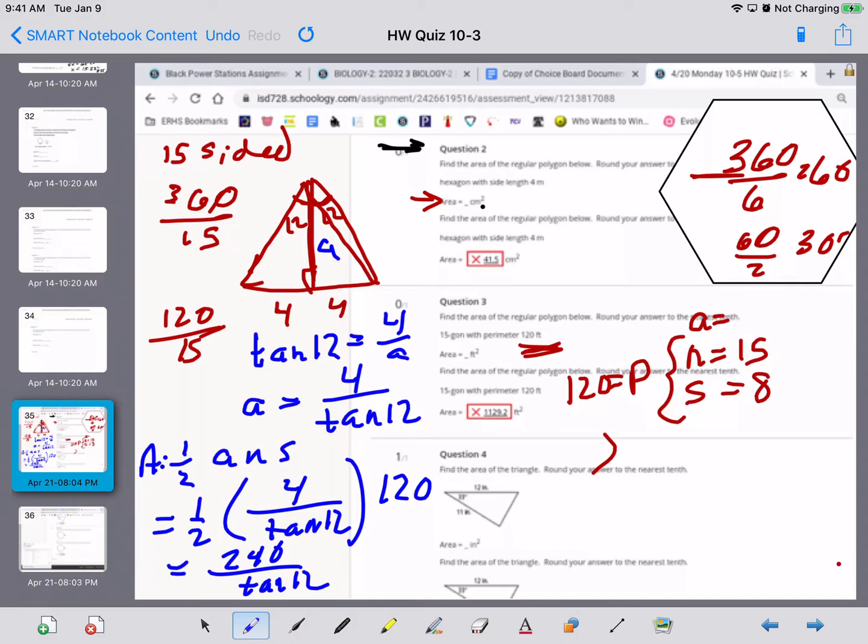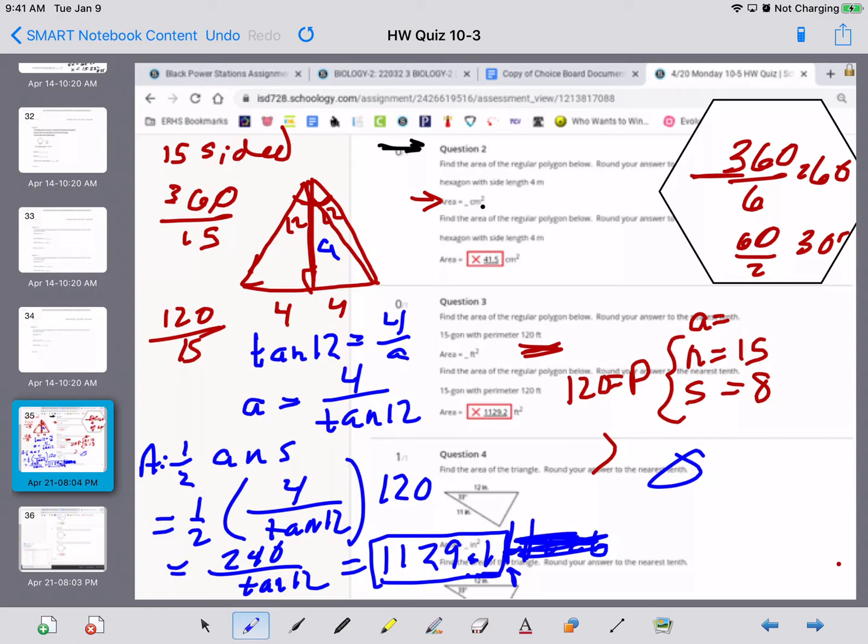Now my answer is 1,129.111226. And I'm supposed to round to the nearest tenth. Well, that's my tenth, and because that's less than 5, nothing happens. So my answer is 1,129.1 meters, or feet, excuse me. Okay? So that's my answer for the second one.